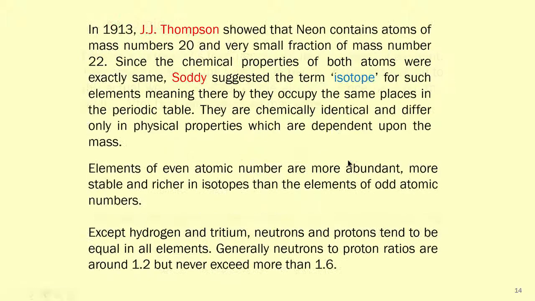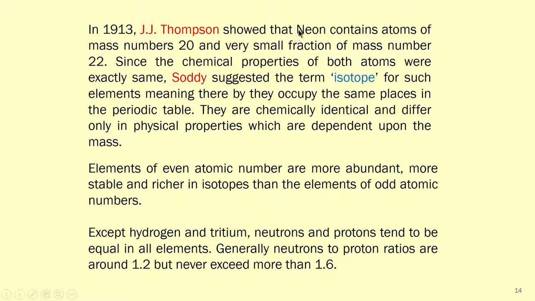Okay. So in 1913, Sir J.J. Thomson showed that neon, which is a gas, contains atoms of mass number 20 and a very small fraction of mass number 22. You must have seen neon lights all around you in shopping complexes, a very familiar chemical around us. Work continued on this. Some neon atoms have an atomic mass of 20 and a very small portion has a mass of 22. That means there are two types of neon.